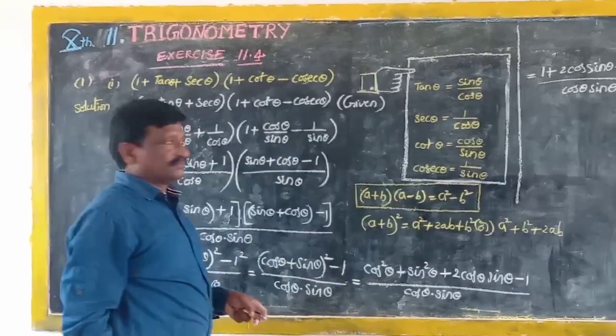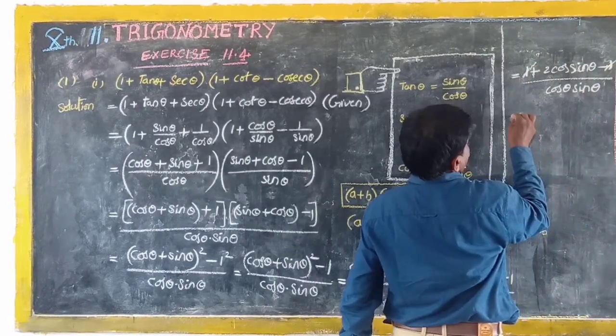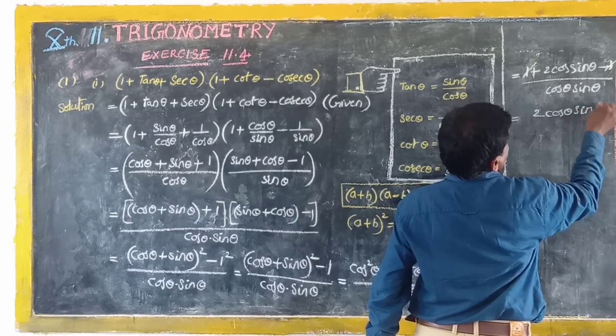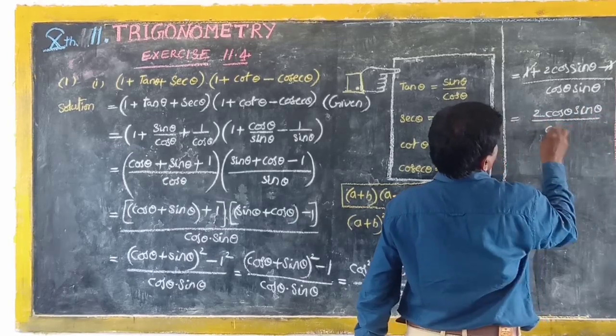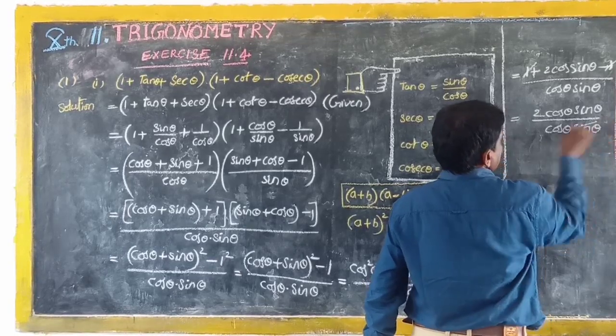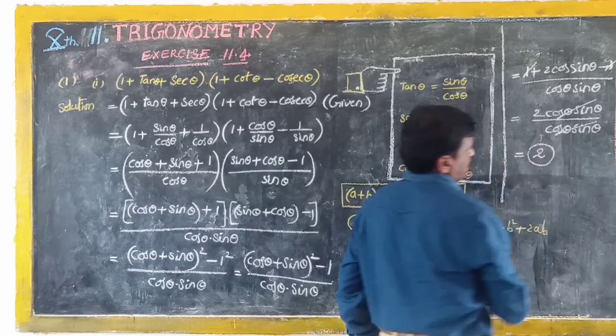Do you understand? So plus 1 minus 1 cancels. So 2 cos theta sin theta by cos theta sin theta. So cos theta sin theta cancels. 2 is the answer.